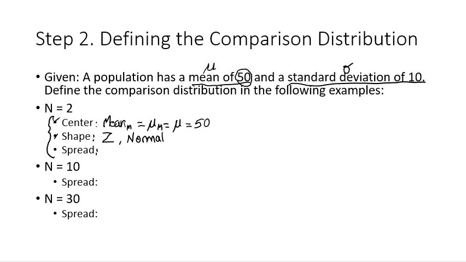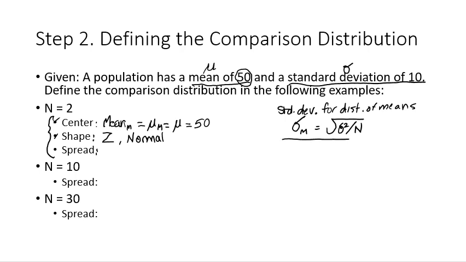For spread, we're going to look a little more closely at the formula. The formula for spread, I'm going to write it out now, is the standard deviation for the distribution of means. To write the whole formula out at once, it is the square root of the variance divided by n. And this is how we're calculating it now.